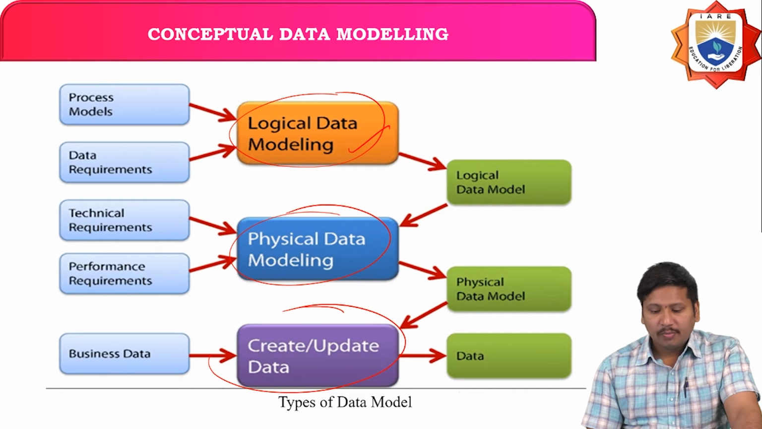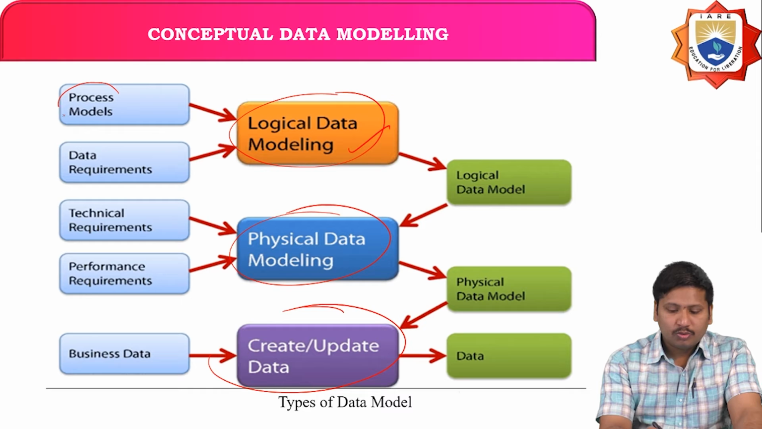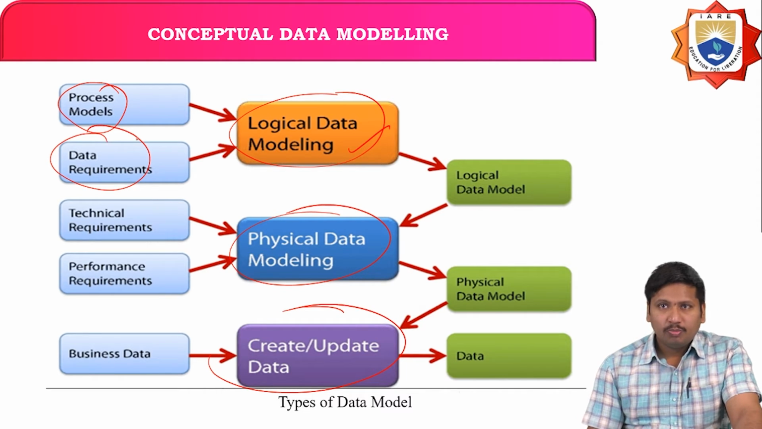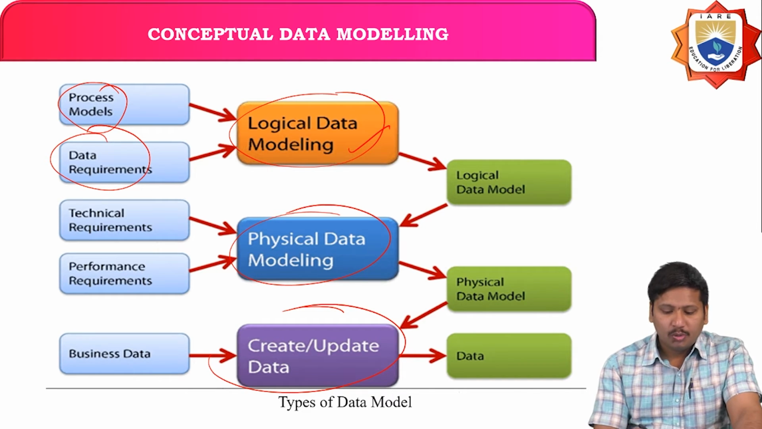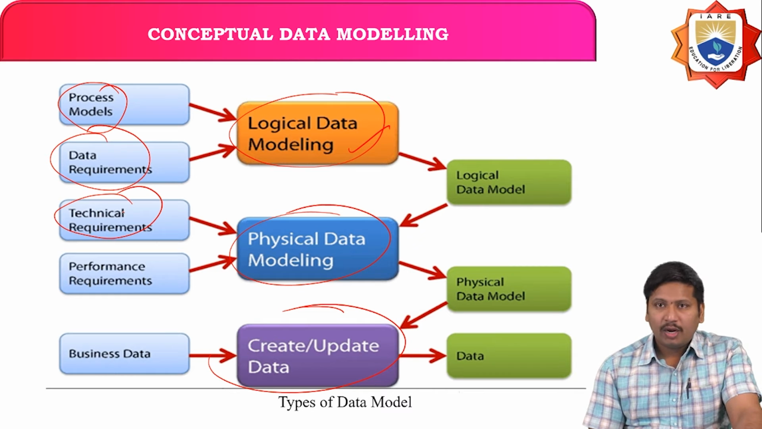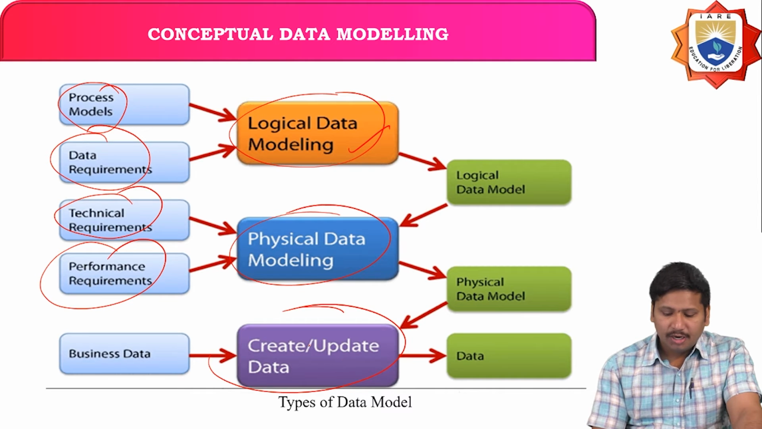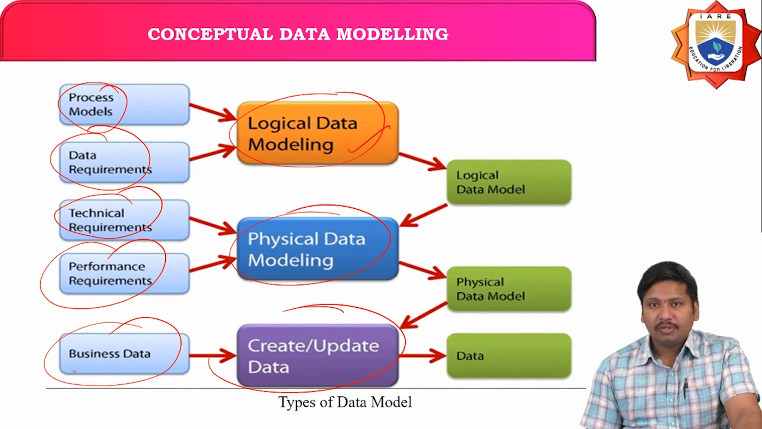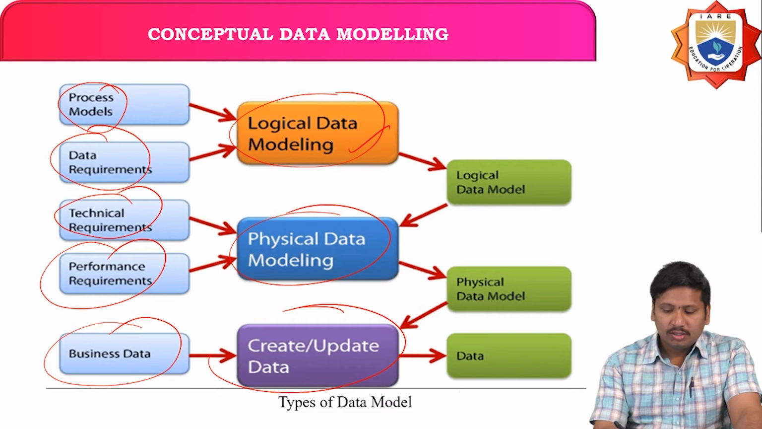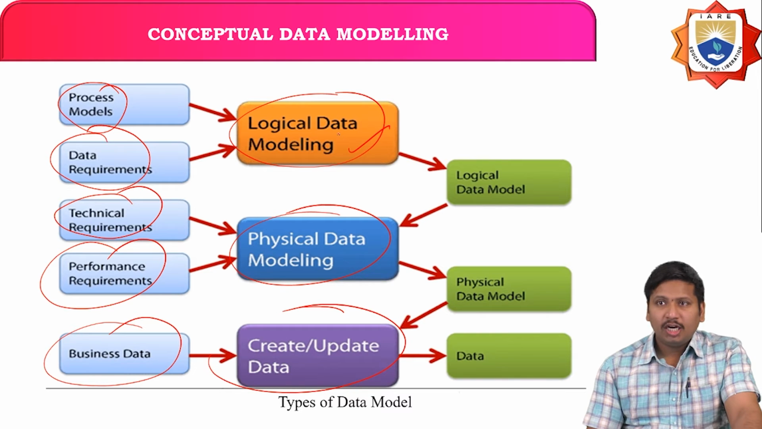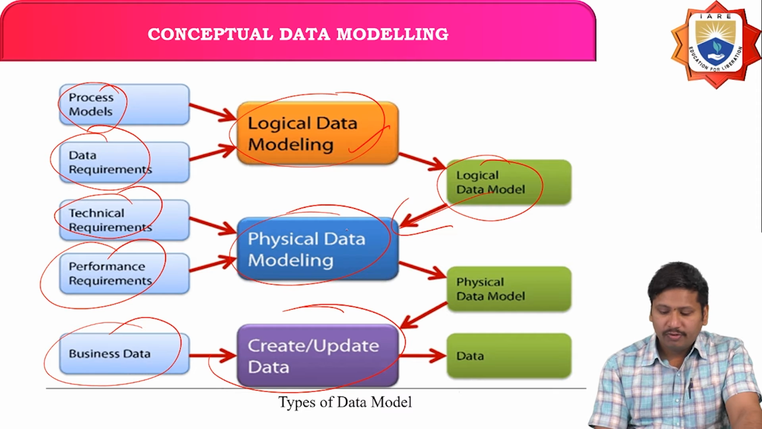So logical data modeling takes the input of the process models we have and the data requirements that are needed. That is fed into the logical data modeling, and the physical data modeling takes the technical requirements and performance requirements. The creation or updating of data takes its input from the business, coming from various sources, right? Then once this input is done, the logical data modeling is subject to the logical data model, and this should again be sent to the physical data model.